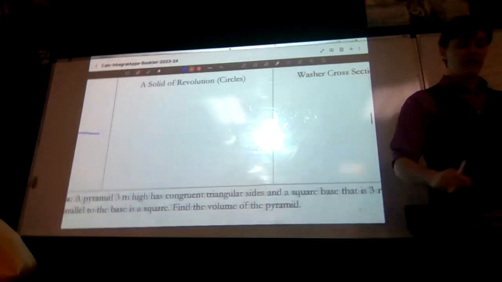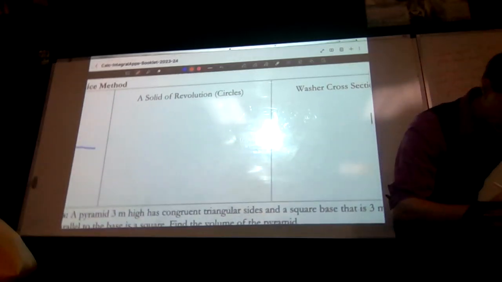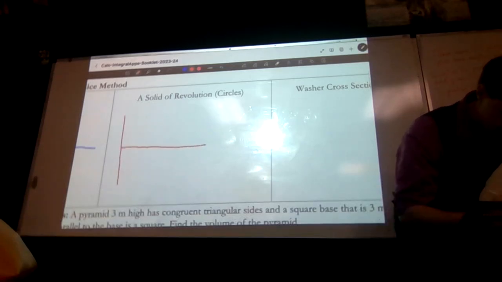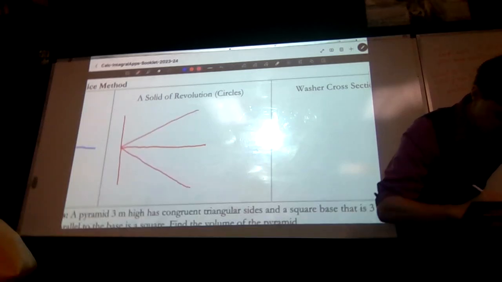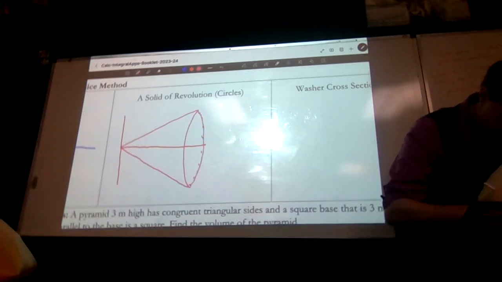Now a solid of revolution. This is one of the easier ones. This one is a cone. I can draw that there. Expand it out.